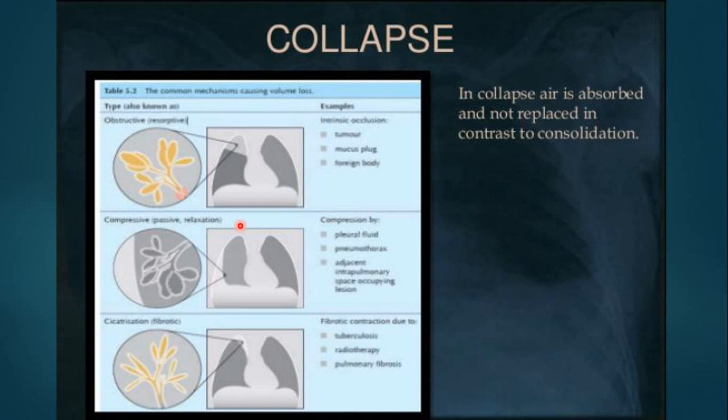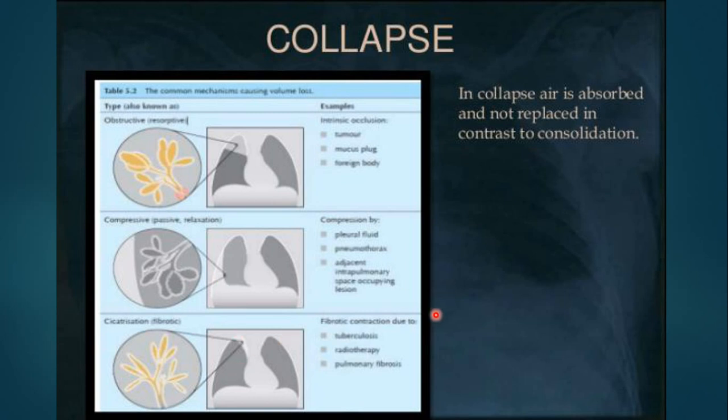While compressive or passive or relaxation collapse is due to compression from outside by something like pleural fluid, for example, pneumothorax, or an adjacent intrapulmonary space-occupying lesion compressing the adjacent parts of the lung, causing loss of volume. For example, here you can see this is a pleural effusion compressing on the lung, leading to loss of volume. So this is a passive collapse.